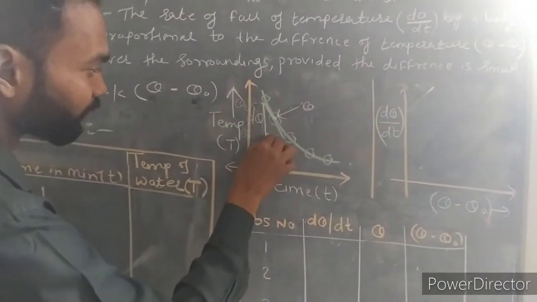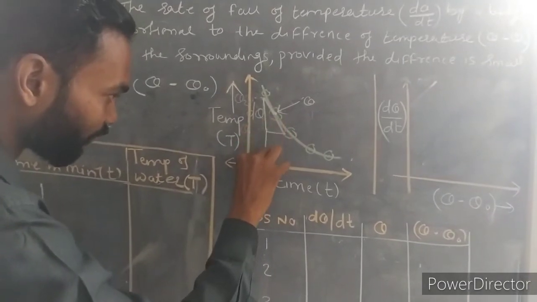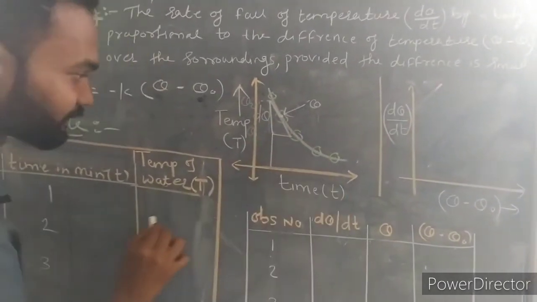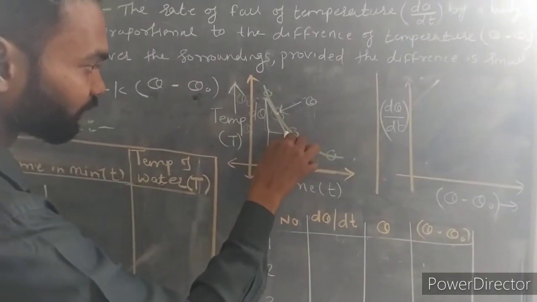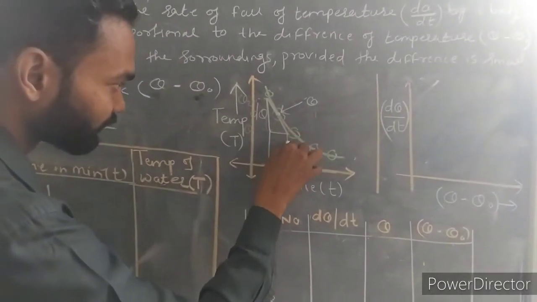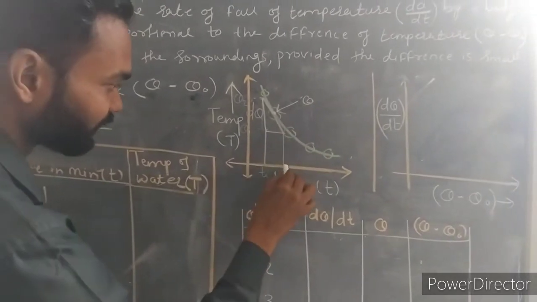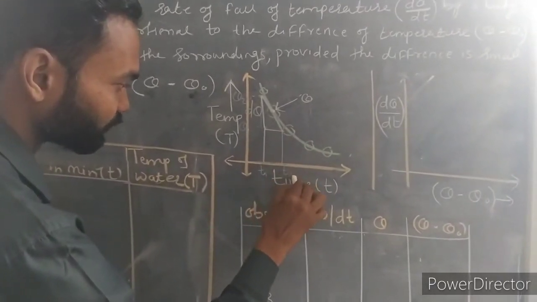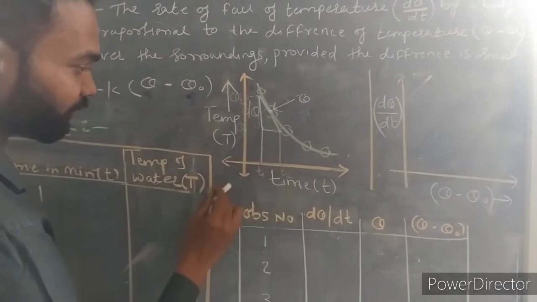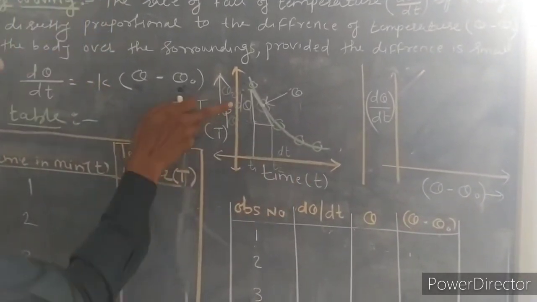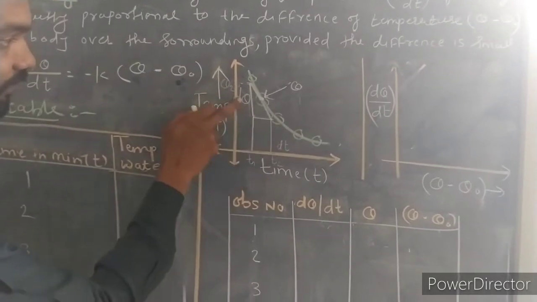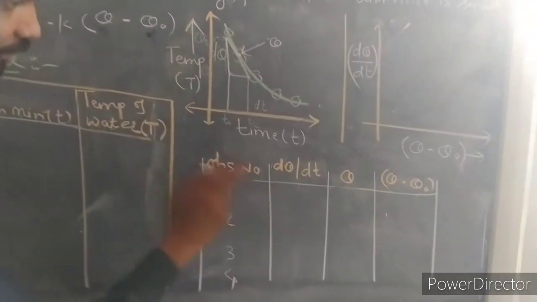Similarly, draw a perpendicular from this point to the x-axis. Suppose t1, and draw a perpendicular from the other point again to the x-axis. This reading is, suppose, t2. So the time interval between t2 and t1 is nothing but dt. If you divide d theta by dt, whatever it comes out, write down here.